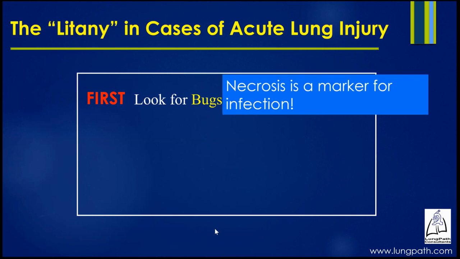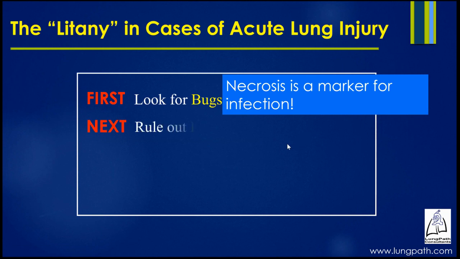Remember this, necrosis is a marker for infection in acute injury. So if there's an acute injury in the background and you find tissue necrosis, your differential includes infection, infection, and infection. So make sure you've done all the markers. And even if they're negative, you still have to say infection has to be high in the differential diagnosis.